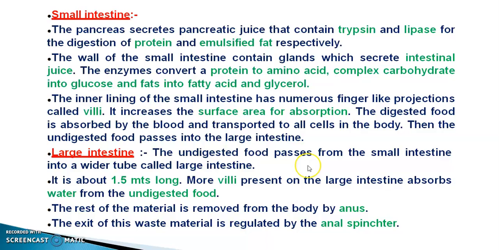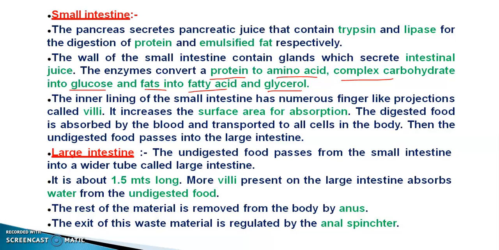So the intestine has intestinal glands, and these intestinal glands secrete intestinal juice. Now intestinal juice converts the protein into amino acid, which means it breaks down protein into amino acid. Protein is a complex structure, amino acid is a simple structure. Similarly, it also breaks down carbohydrate into glucose and fat into fatty acid and glycerol, which means that this is the site where complete digestion of the food takes place.